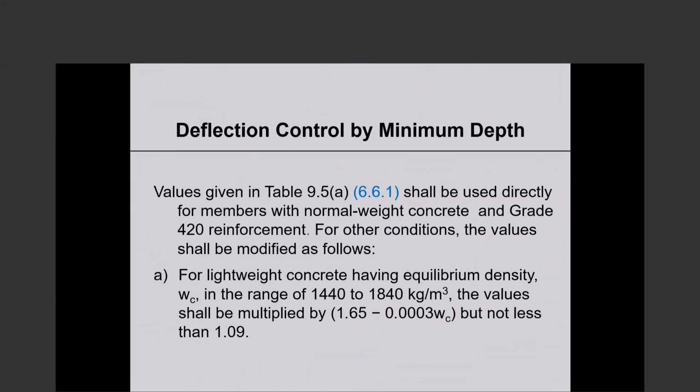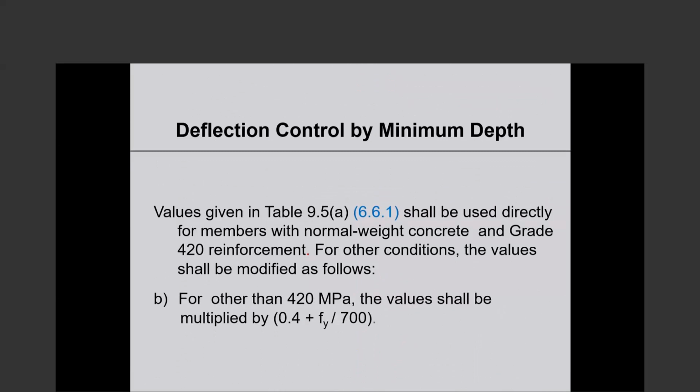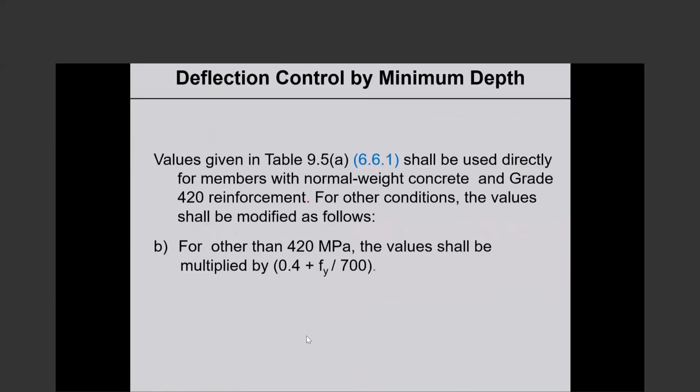Values given in Table 9.5A shall be used directly for members with normal weight concrete, grade 420 reinforcement. For other conditions, the values shall be modified as follows. So if it is lightweight concrete, there is a modification to the values given in the table. I wouldn't go into the modification. If the yield strength of the reinforcement is different from 420 MPa, then there is a modification of the values. And again, the detail you will look up.